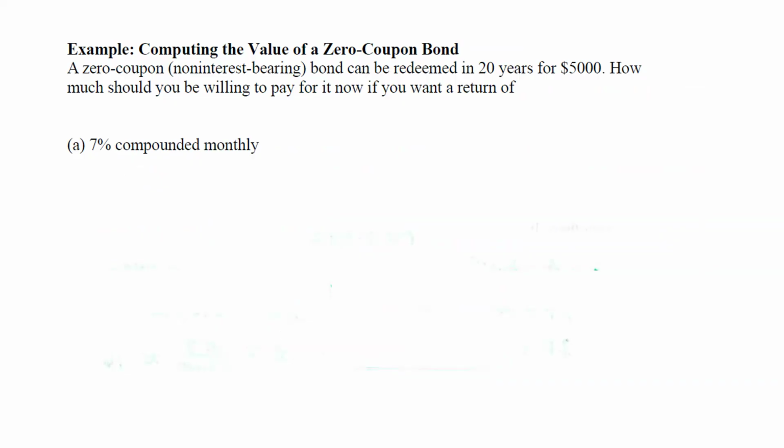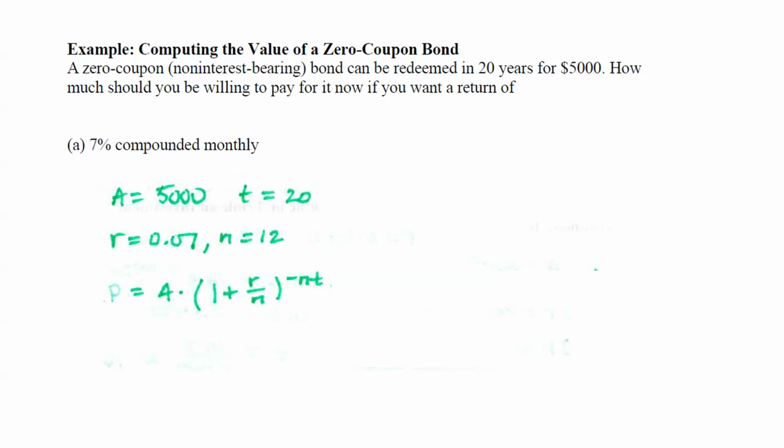All right, our example. A zero coupon, so a non-interest bearing bond, can be redeemed in 20 years for $5,000. How much should you be willing to pay for it now if you want a return of, and our first one here, 7% compounded monthly? So let's first identify what's given to us. Well, we know our A, that's our future value, and we want $5,000. Okay, our time here is 20 years. So we are now going to identify our R, which is 7%, and compounded monthly, so N is 12.